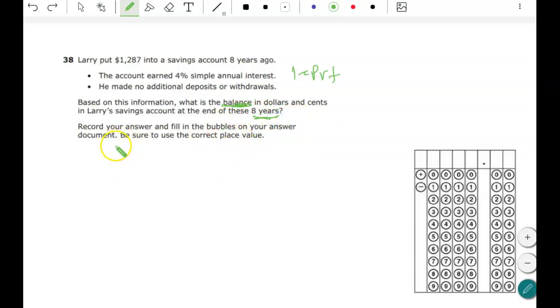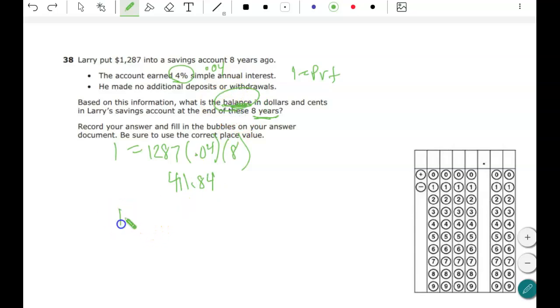Okay, so you have to be careful. We're going to find the interest, but then we have to see what the balance is after that. So let's do the interest first. Our principal is $1,287. The interest rate is 4%, so you have to put that as 0.04. And then for time, it's 8 years. All right, so use your calculator, find the interest: 1,287 times 0.04 times 8. So $411.84 is what was earned, but it asked for the balance.